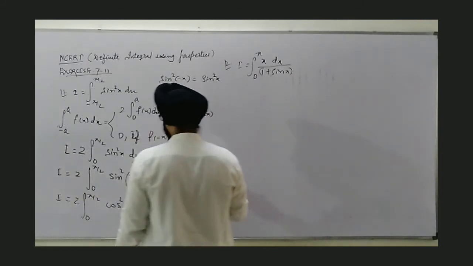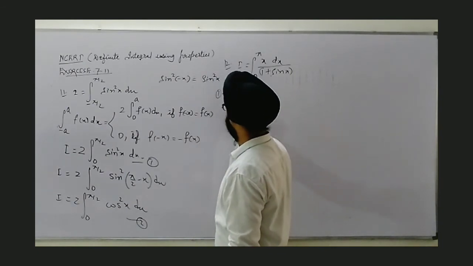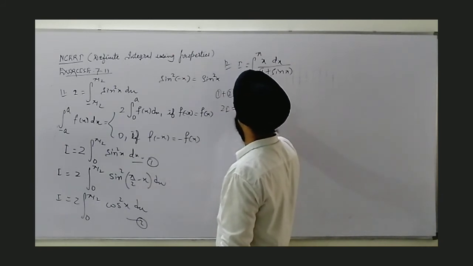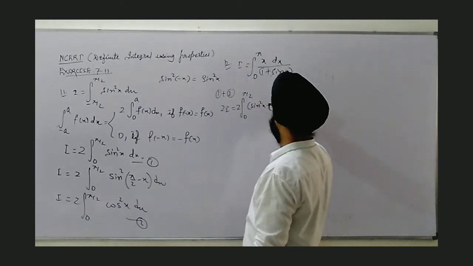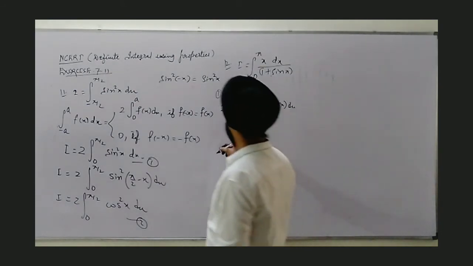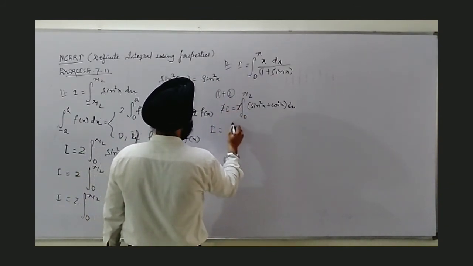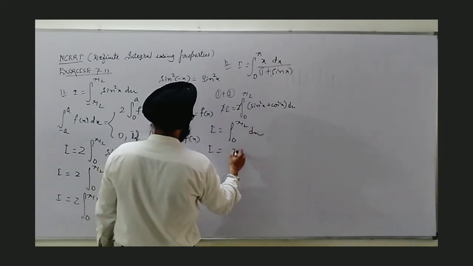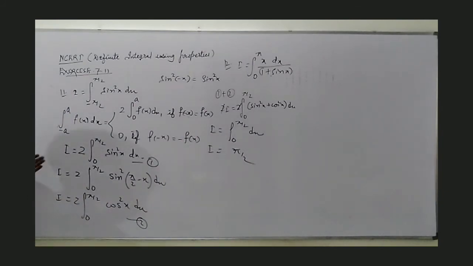Now you have, in my opinion, understood what to do next. If I take 1 plus 2, it makes it 2I, and we have 0 to pi by 2 of sin square x plus cos square x dx. It's 1, so yes, these two cancel out. I is equal to 0 to pi by 2 dx, which finally gives us pi by 2 as the result. Not too much we have done. We have simply applied the properties and solved it.